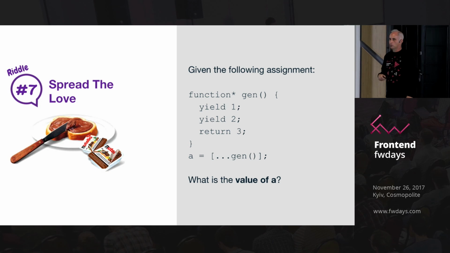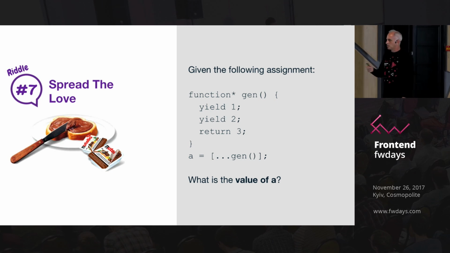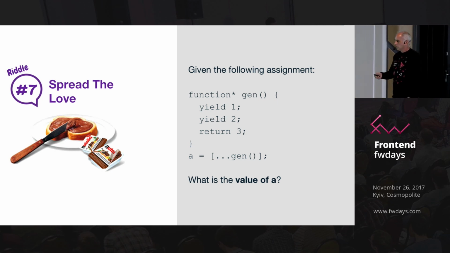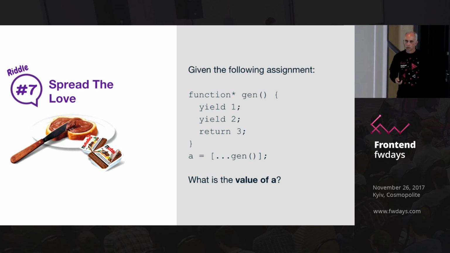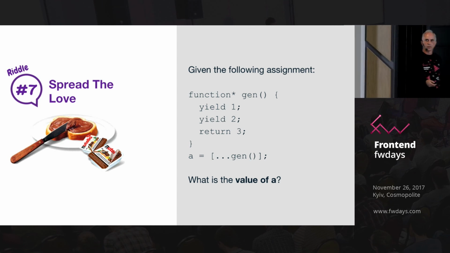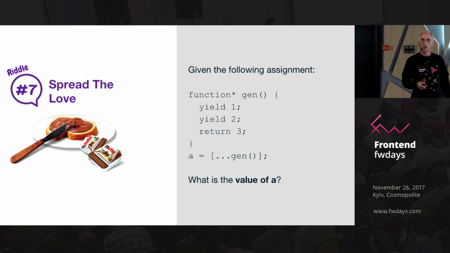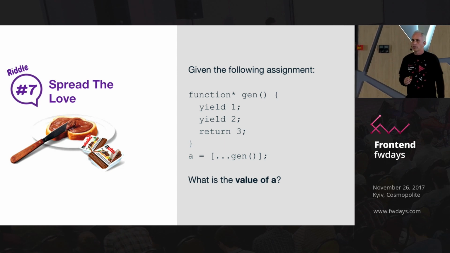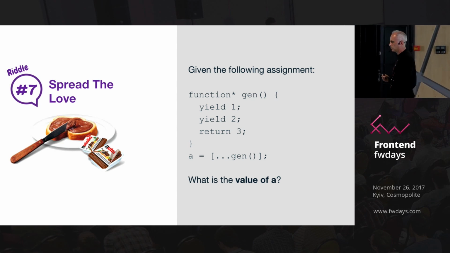And here's the last riddle. I think I still have, maybe I'll run over a little bit, but we still have time for that. So here's a generator which does 2 yields and then returns a value. And then I use this generator and I spread it into an array and assign that to A. So my question would be, what would be the value of A? And why? In this case, I also want an explanation of why that would be the value. So again, a minute or two to think about it.